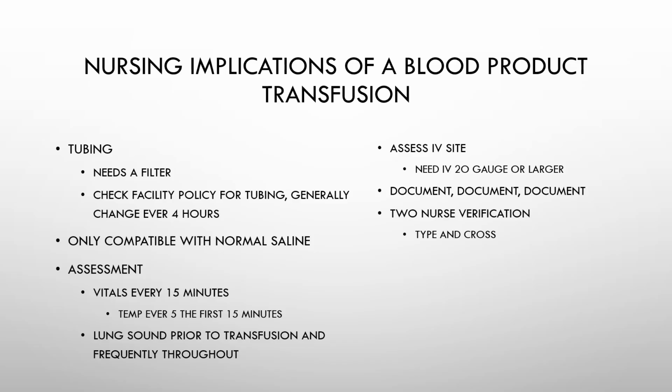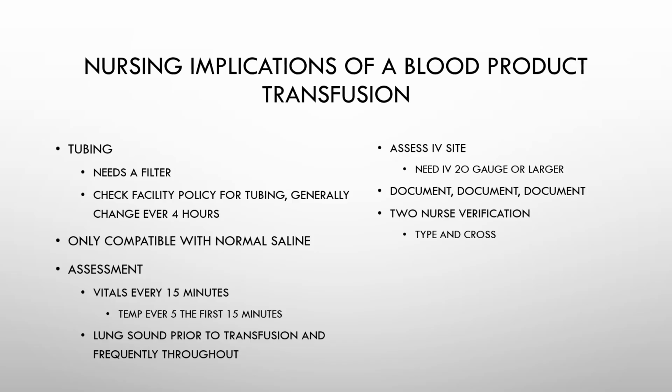Each product requires a different type of tubing. There's blood tubing that has a filter on it to help filter out any impurities. Again, that tubing is good for about 4 hours. Your facility will have a policy regarding blood tubing and when it needs to be changed. All blood products are only compatible with NS. You cannot run them with anything else, and you cannot run them at the same time together. Even in a mass transfusion, you are giving one product at a time.